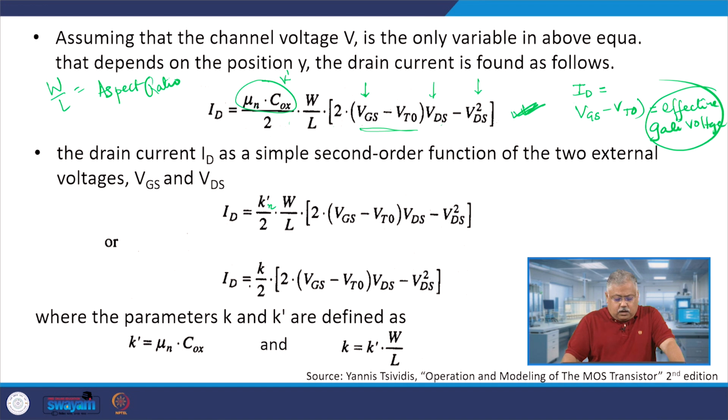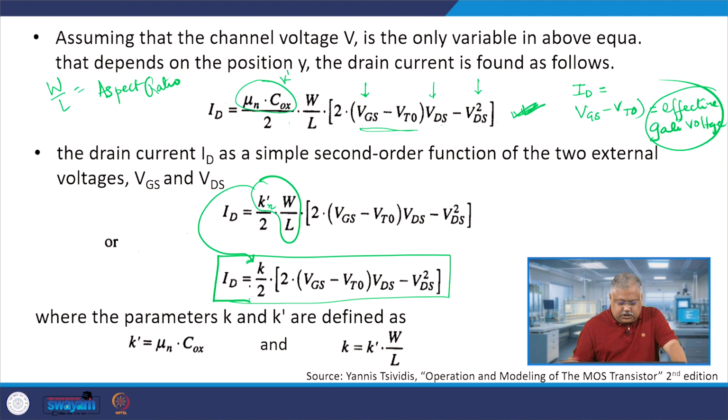Now this Kn prime into W by L, this quantity, if you look, is referred to as K, the conductance parameter, and by 2 into this whole quantity which you see in front of you. So this is my final expression where Kn prime is mu n C oxide and K equals Kn prime into W by L. These two parameters you should keep in mind and will be useful for subsequent studies.